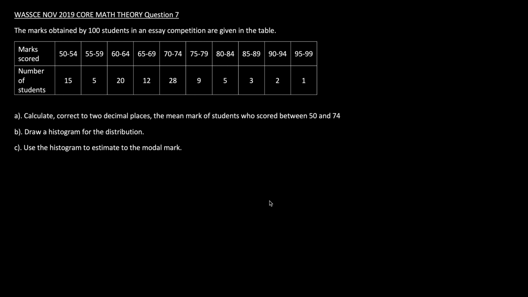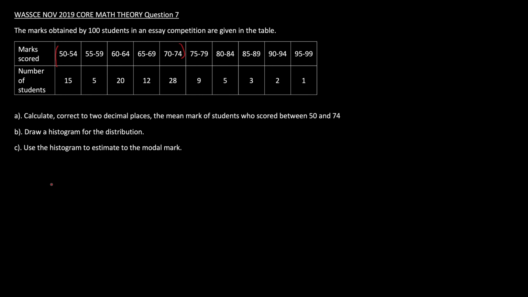So I take the question. The marks obtained by 100 students in an essay competition are given in the table. A. Calculate, correct to 2 decimal places, the mean mark of students who scored between 50 and 74. So for A, we are calculating the mean of students who scored between 50 and 74. So from here to here.